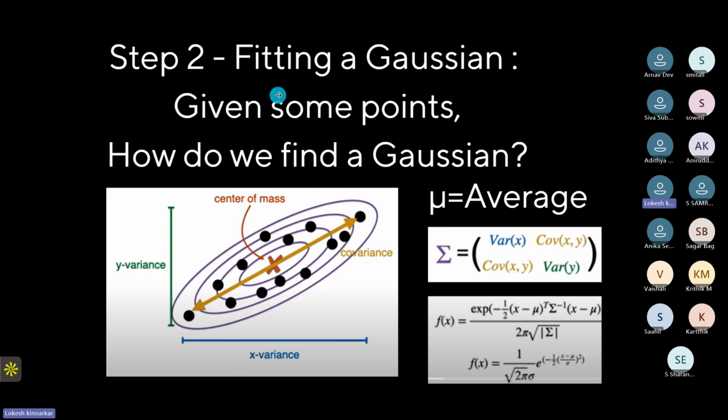Step two is the opposite of the first step. In step two, we fit a Gaussian. Given some points, how do we exactly find a Gaussian?